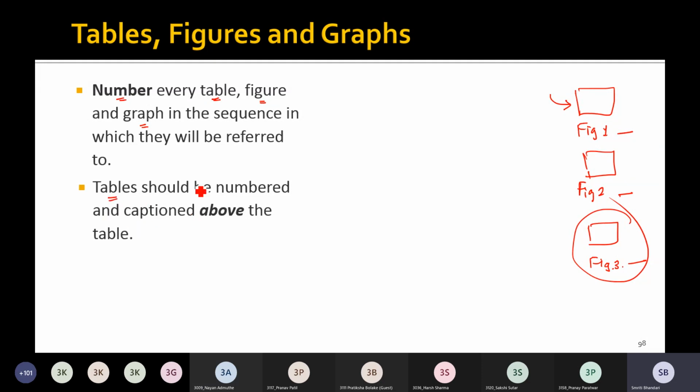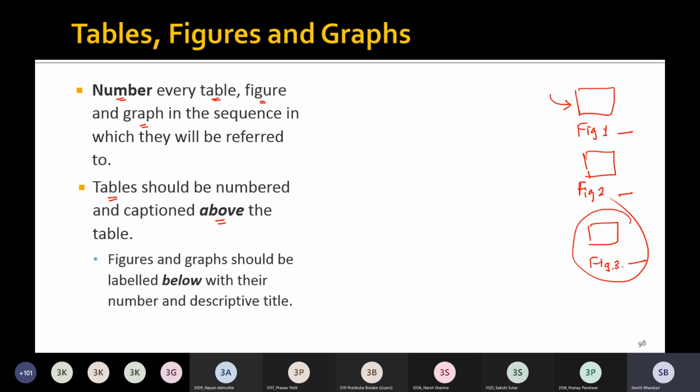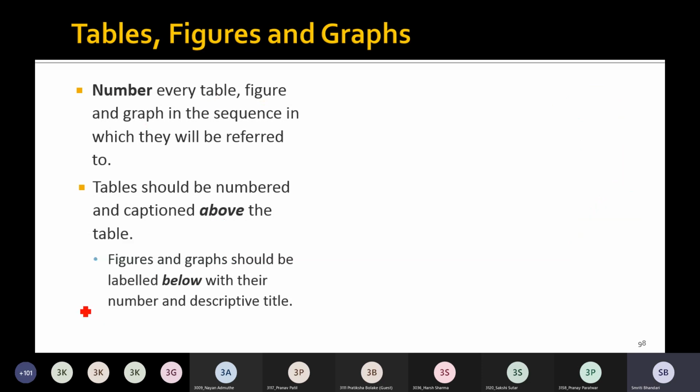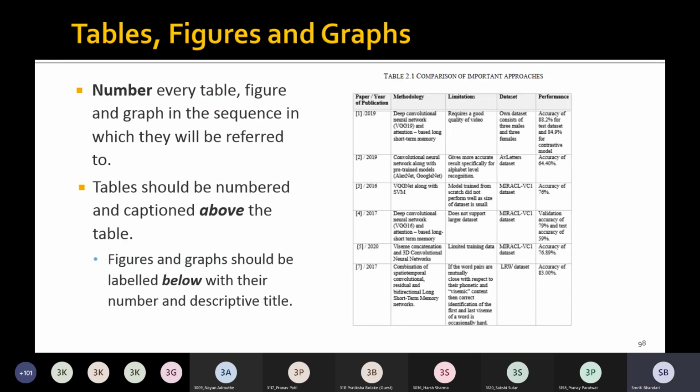Regarding the captions that we are providing: if we are making use of tables, tables should be numbered and captioned above the table. So always the table number and table caption should be provided above the table. Whereas if we are using figures and graphs, the figures and graphs should be labeled below that figure or below that graph with their respective number and the descriptive title or caption.